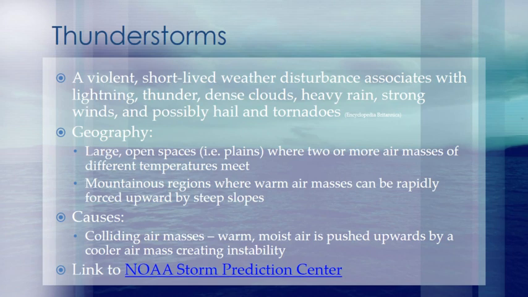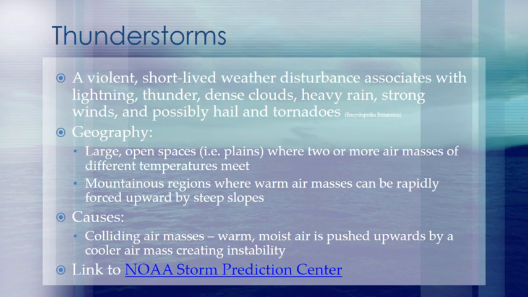The geography of thunderstorms, really what you need are two or more air masses of different temperatures colliding into each other. You need a warm, moist one and a cooler one. And this happens really well in large open spaces like the Great Plains of the United States, and we get some of the most spectacular thunderstorms in the world. Actually, they're amazing. People come from all over to storm chase here.